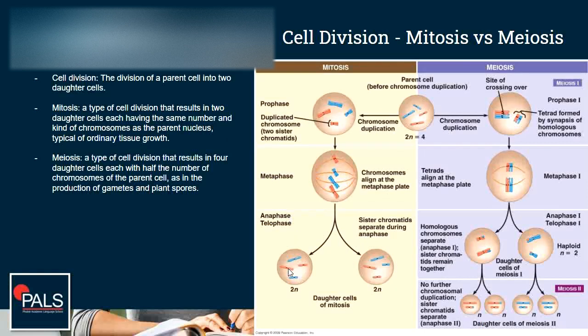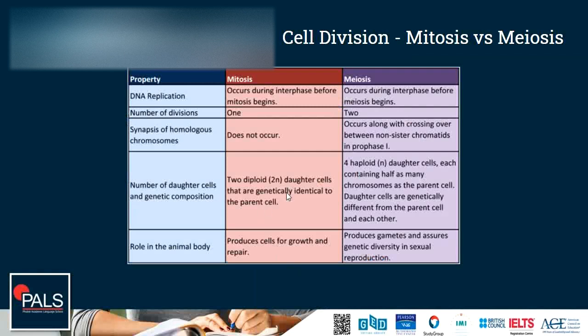We can see they're diploid 2n because we have 2 of each chromosome, 1 chromosome from the father, 1 from the mother. That's what we call a diploid. And we can see in meiosis we have 4 daughter cells which are haploid. So they each contain half as many chromosomes as the parent cell. Daughter cells are genetically different from the parent cell and genetically different from each other.